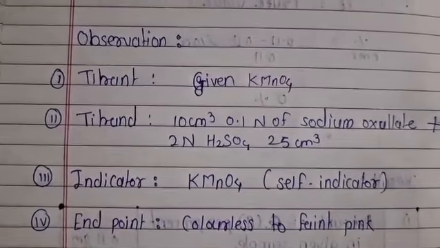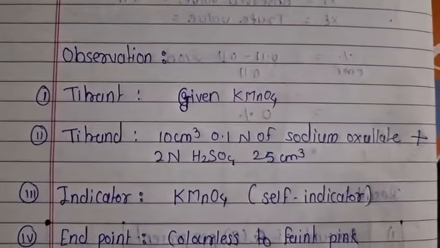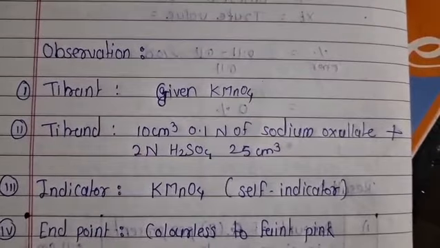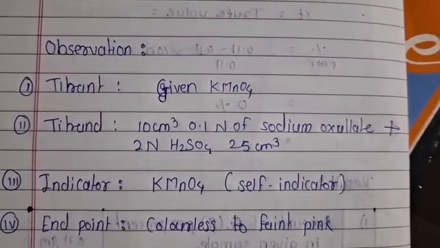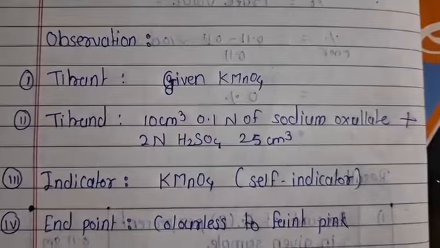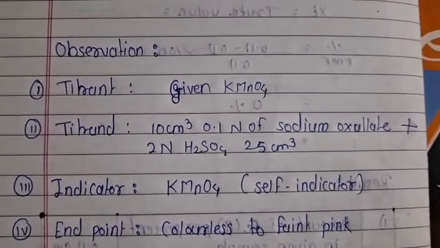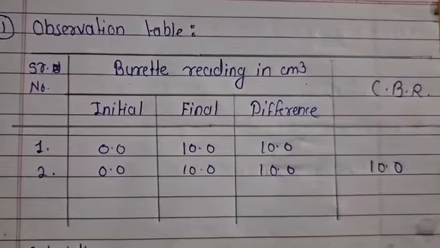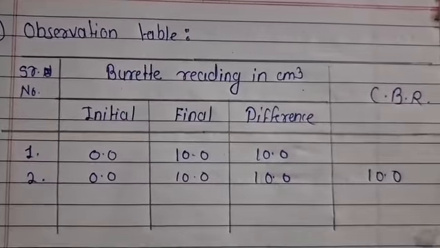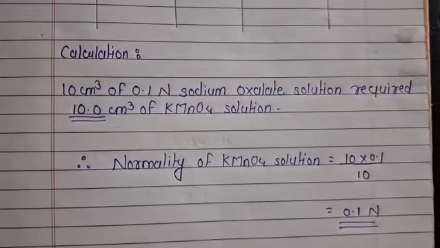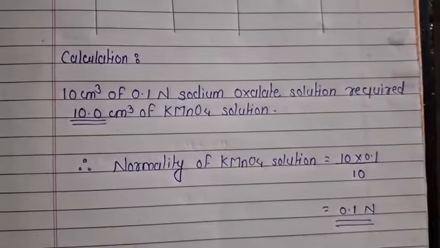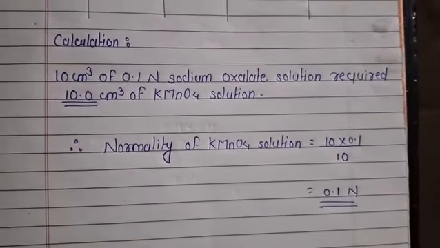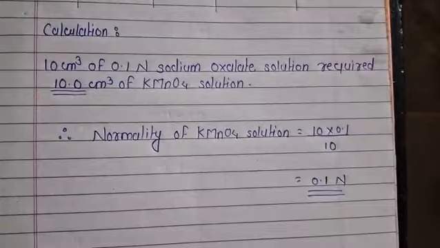For the standardization part, the titrant is given KMnO4 solution. The solution in the conical flask is 10 cm³ of 0.1 normal sodium oxalate, to which 25 cm³ of 2 normal H2SO4 is added. As KMnO4 is pink colored, it acts as self indicator and the endpoint is colorless to faint pink. The constant burette reading after 2 readings is 10 cm³. Thus 10 cm³ of 0.1 normal sodium oxalate solution requires 10 cm³ of KMnO4 solution. Hence, normality of KMnO4 solution after calculation is found to be 0.1 normal.